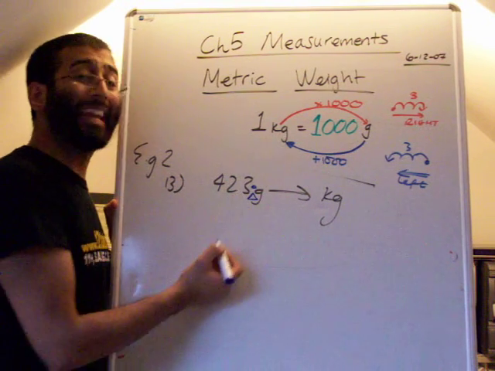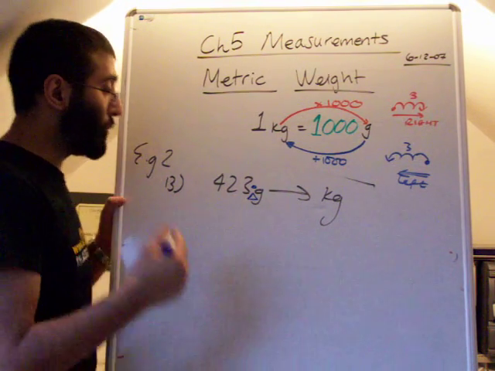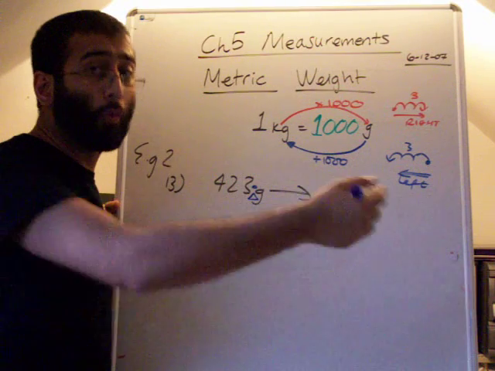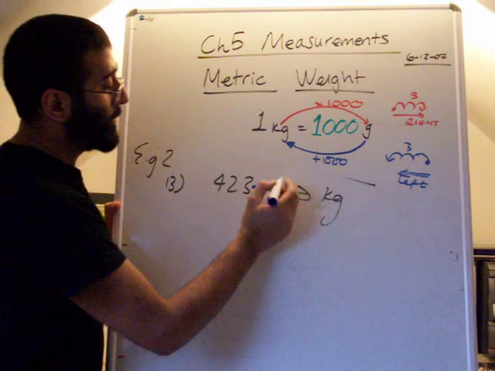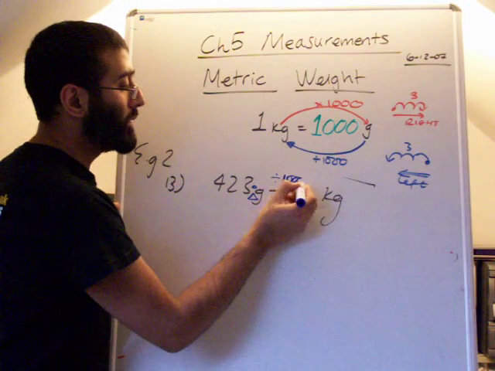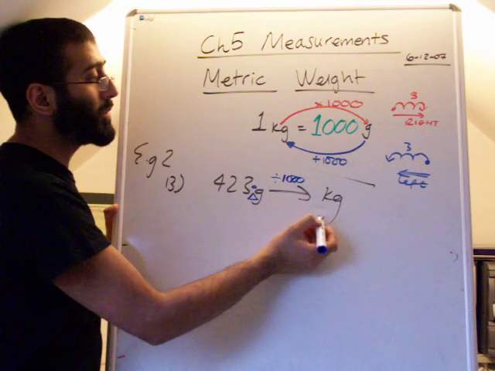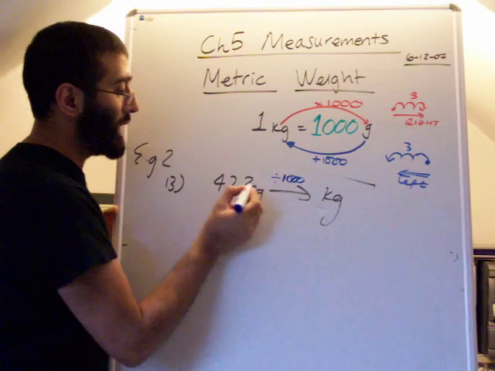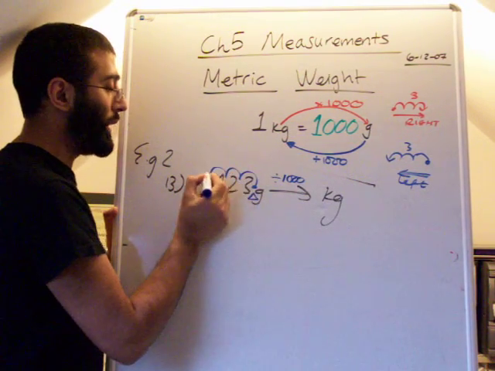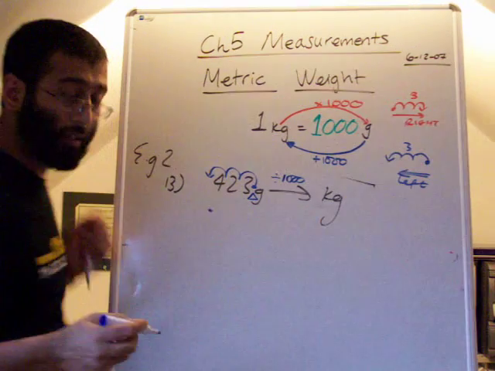Let's put a decimal point in. So the number now is 423 point 0. And if we're going to have to divide by 1,000 to convert grams to kilograms, we're going to have to move 3 places to the left. 1, 2, 3. The decimal point lands here.